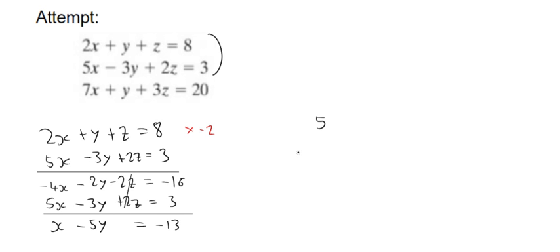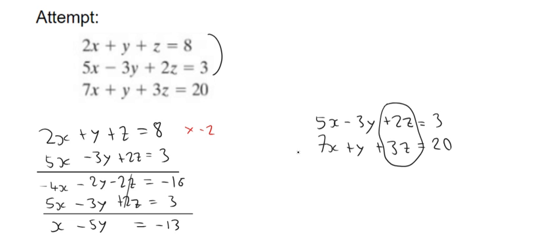Now let's take the bottom two equations. 5x minus 3y plus 2z is equal to 3, and 7x plus y plus 3z is equal to 20. Now this is quite awkward because I have a 2z and a 3z. We want to get the z's away because we did the same in the other one. What I'm going to do is multiply the top one by minus 3, and multiply the bottom one by 2. Therefore that'll make that 2z into a minus 6z, and it'll make this into a positive 6z. Therefore they'll cancel out.